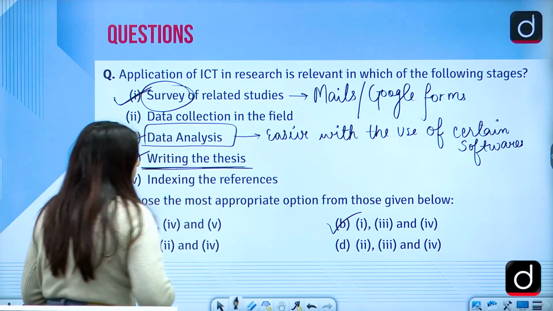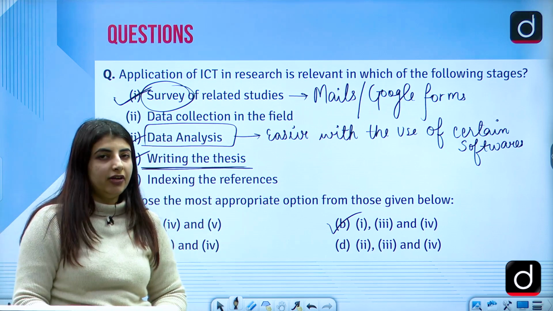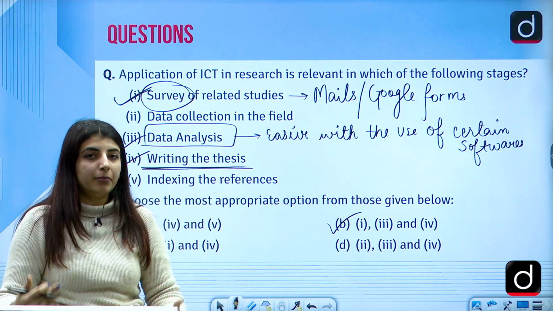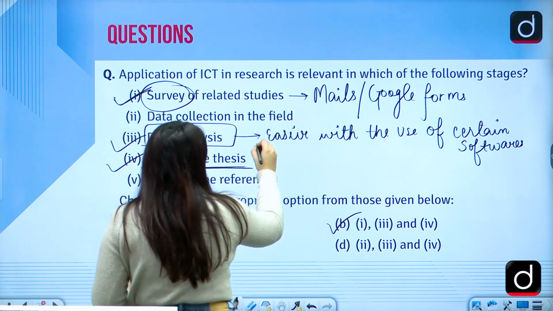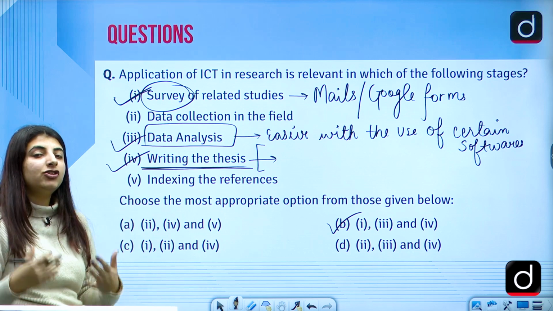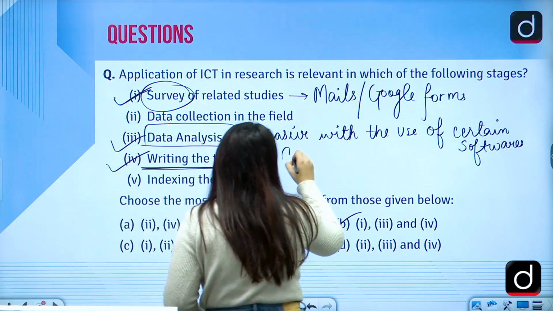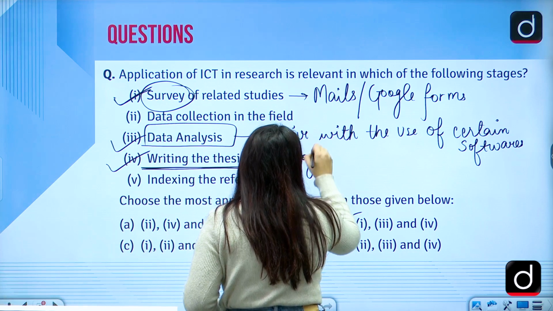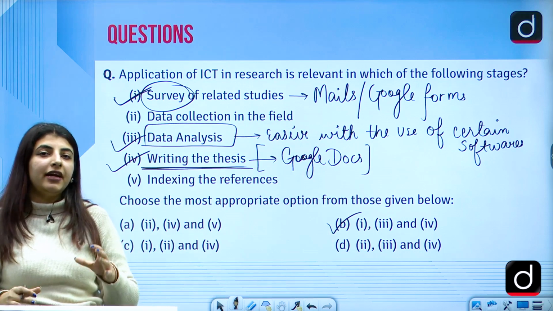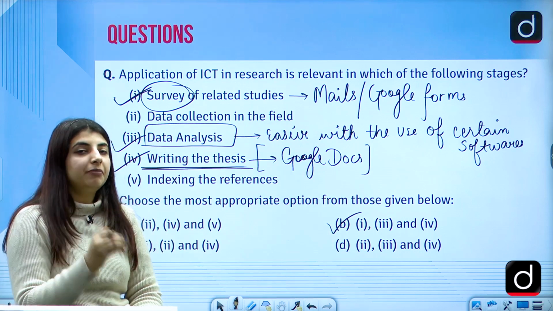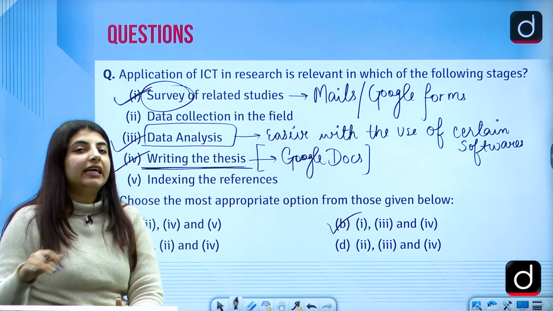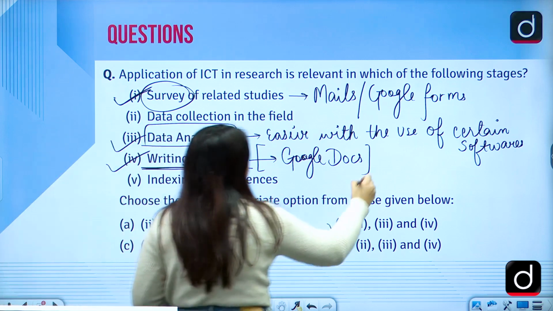Writing the thesis. Now, when a person who is enrolled in a PhD or doing his or her research is writing a dissertation, thesis, article or any kind of journal or paper, what will he or she do? They can write the thesis on their computers, right? They can store it manually. Let's talk about the example of Google Docs. This is an online platform, right? And whenever you are saving your research online with the usage of the internet, that document will be stored on the cloud storage.